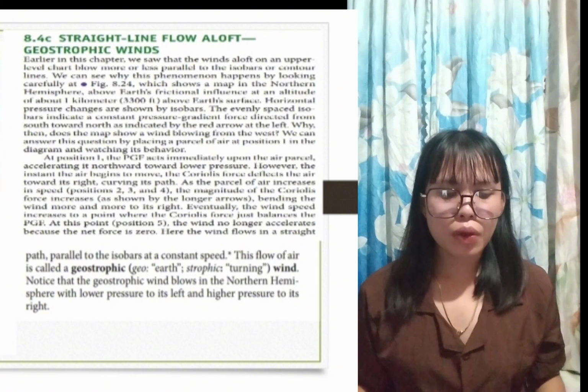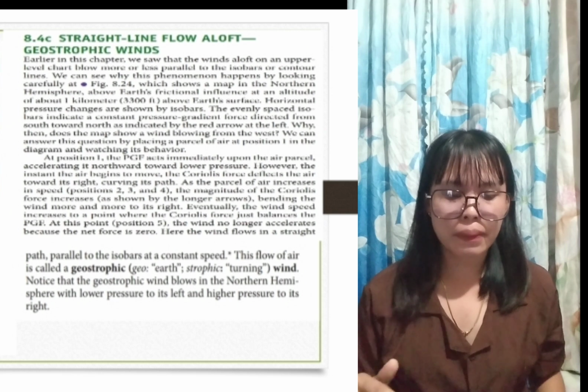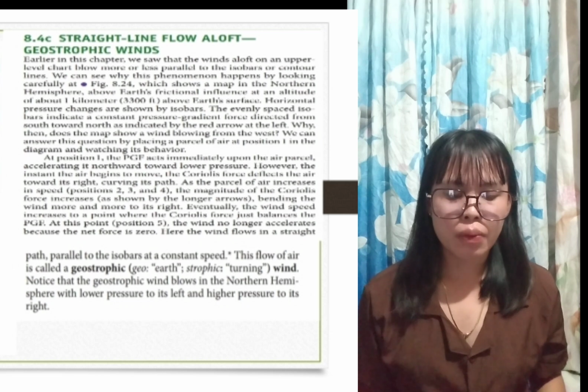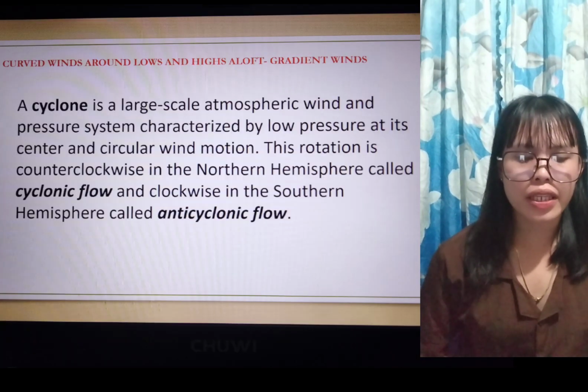So, when the wind flows in a straight path parallel to the isobar at a constant speed, so when they say constant gali, permanent na siya na speed gali, wala na siya na change, this flow of air is called a geostrophic wind, which means geo, earth, and strophic, turning wind. Notice that the geostrophic wind blows in the northern hemisphere with low pressure to its left and a higher pressure to its right.